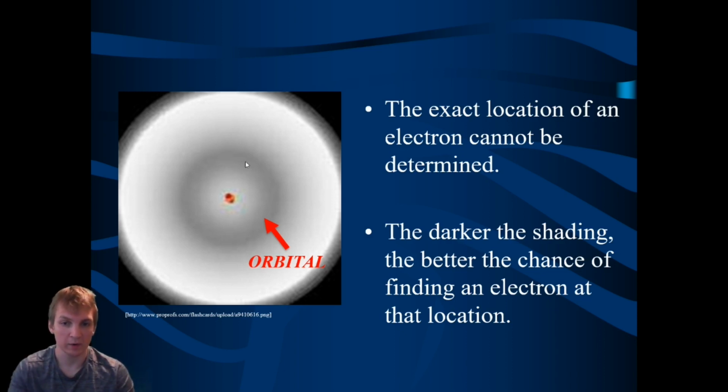That's the orbital, right? You can see there's a very clear region where it's very dark, and then it's not a clear cutoff. It just fades out. You can still find electrons down here along the edge, but the darker the region, the more likely you'll find an electron there. Okay, so that's called the electron cloud model, and that's what we accept today.